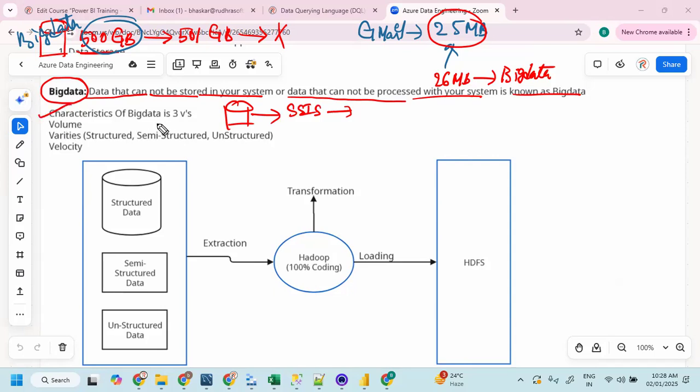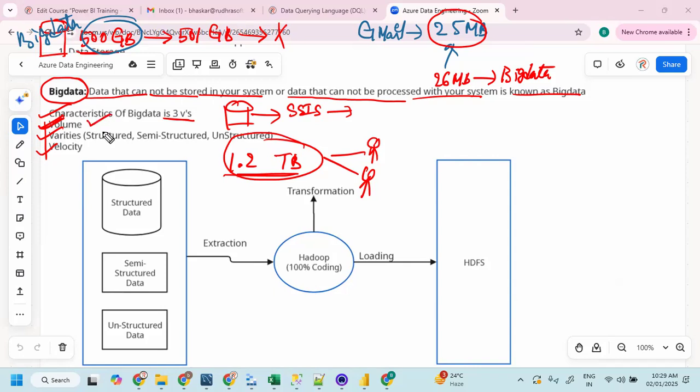And the characteristics of big data are three: volume, varieties, and velocity. I don't want to go into more detail about it. Volume is the massive volume of data that you can store. In my current project, we are handling 1.2 TB of data in the target systems. My source may be more than that, but the system that report users connect to has 1.2 TB of storage. It all depends on the requirement. So when you have a massive volume of data, that will be treated as big data.